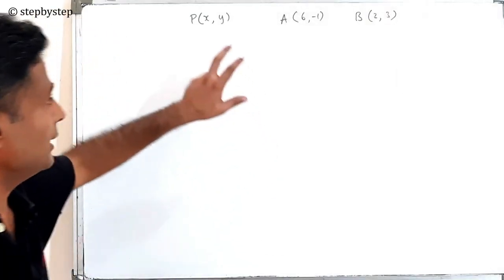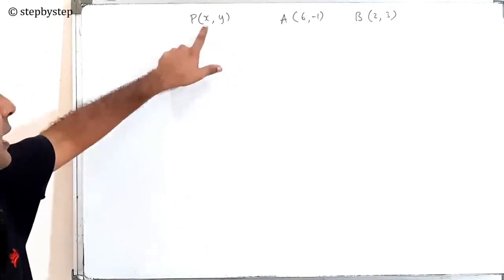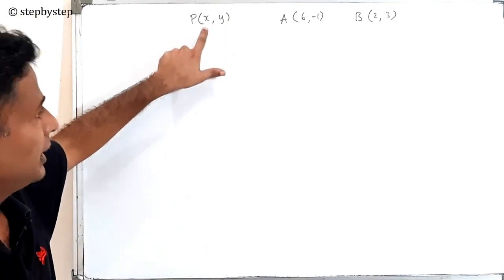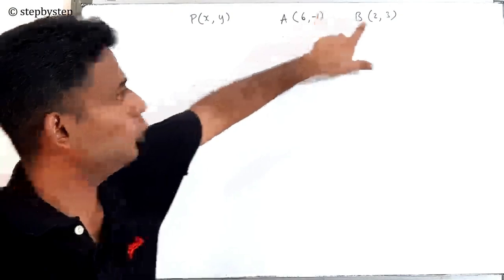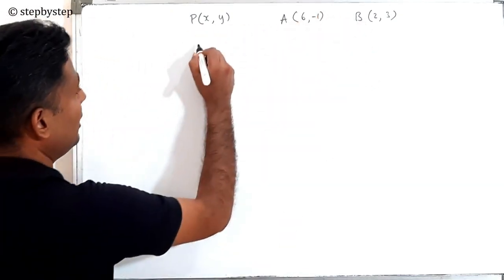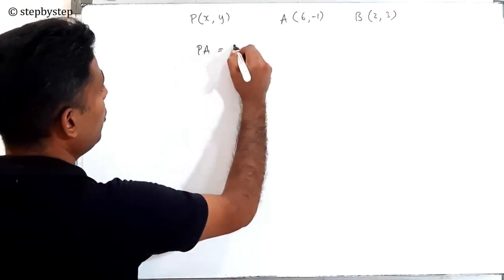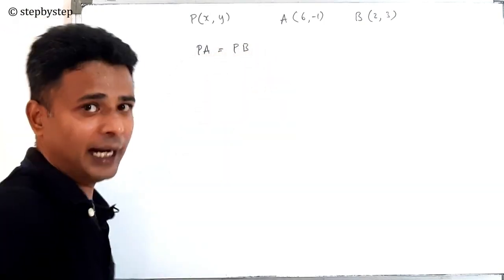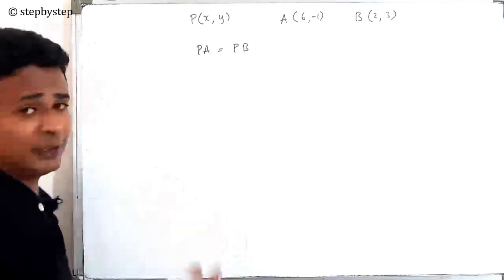Alright guys, the second question: they have asked you to form a relation between x and y if this point is equidistant from these 2 points. If this is equidistant from these 2 points, what does it mean? PA will be equal to PB. So we got an equation, and we'll see what happens.